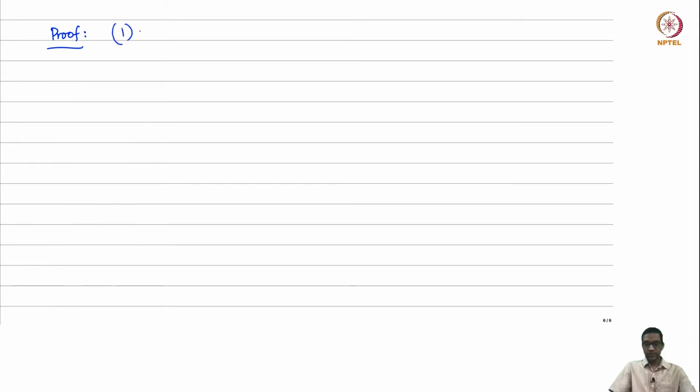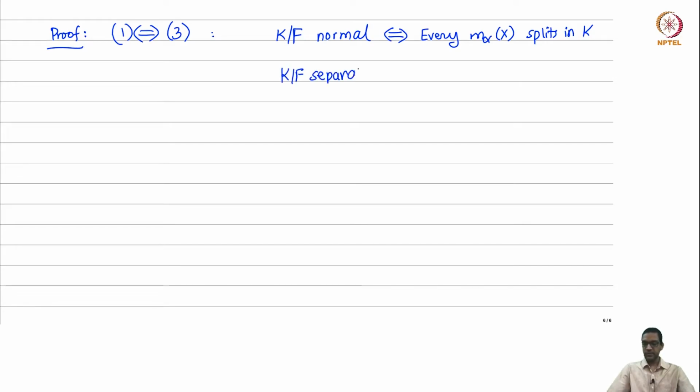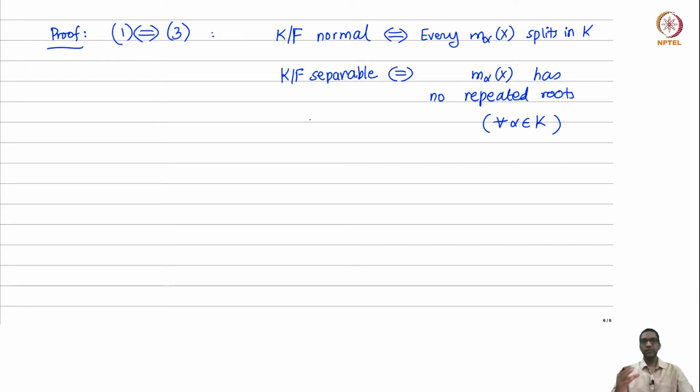Start with the observation that 1 and 3 are really the same thing. And why is that? Because normality, according to what we proved in our lecture on normal extensions, is the following: every minimal polynomial m alpha of x splits in K into linear factors. But at the moment they could be repeated as well, but separability ensures distinctness of those linear factors. So separable says that every m alpha of x has no repeated roots, and this is true for all alpha in K. So looking back on what we have already proved, normal and separable is exactly what statement 3 encodes.